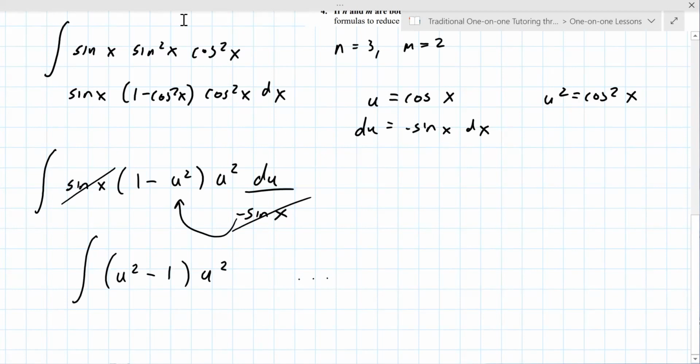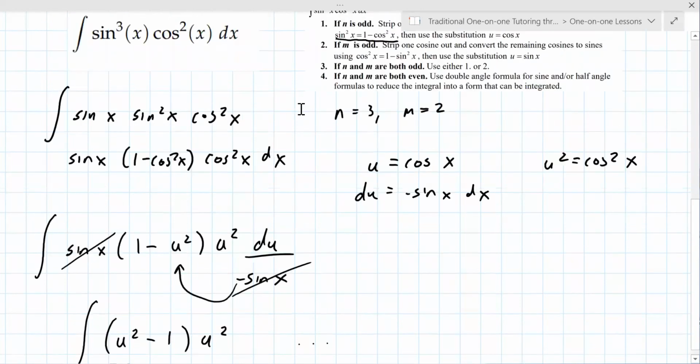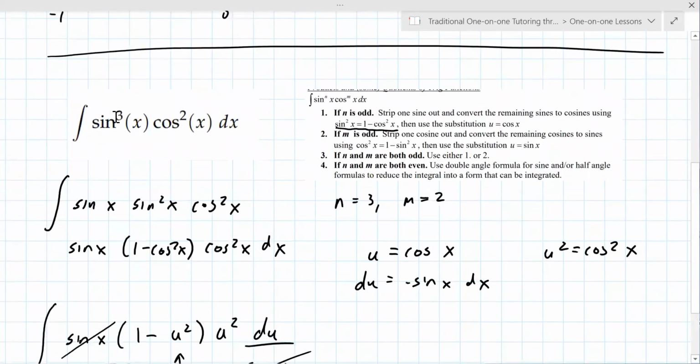Okay. If you have time, what I would do is do one where it's odd and then do the other where you flip it, like sine squared cosine cubed, and do the other approach. Okay. Time permitting, because there's so much here. How do you even do that?